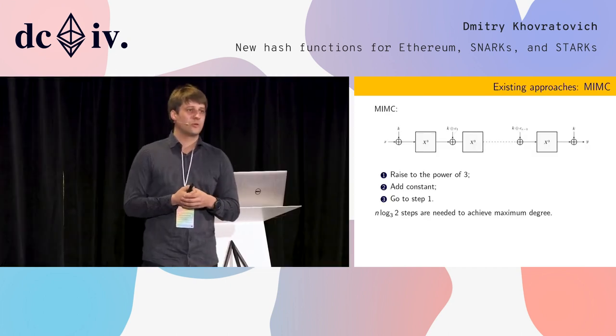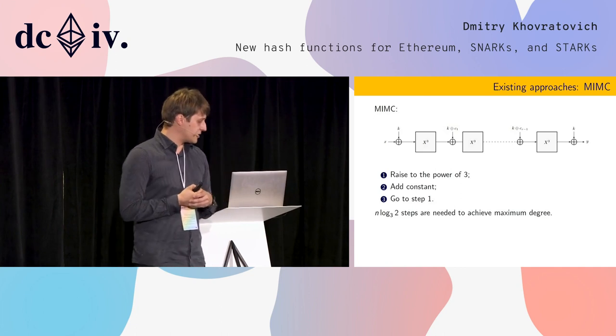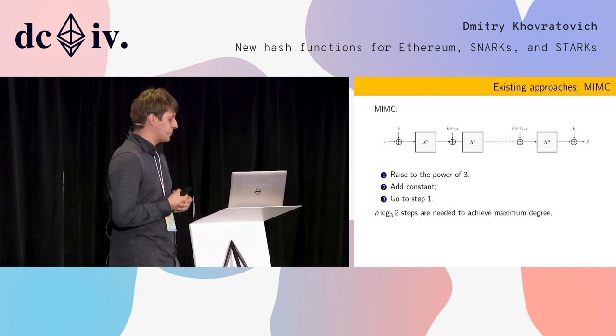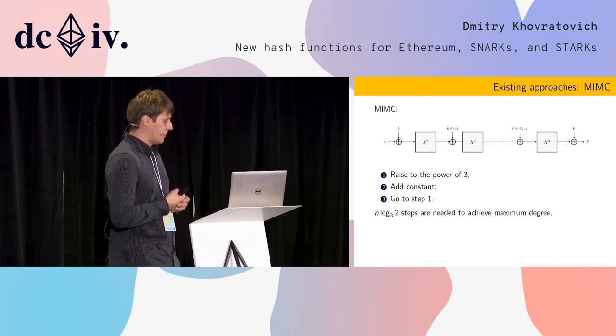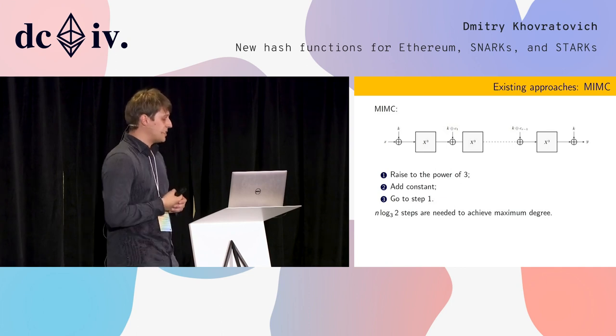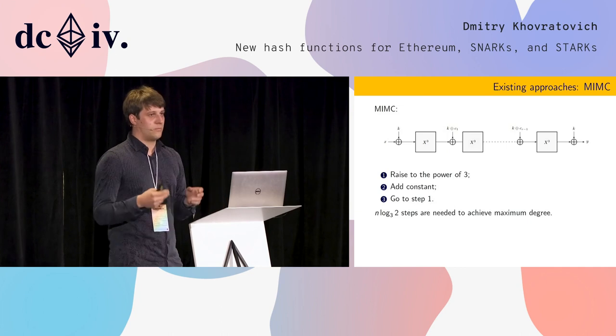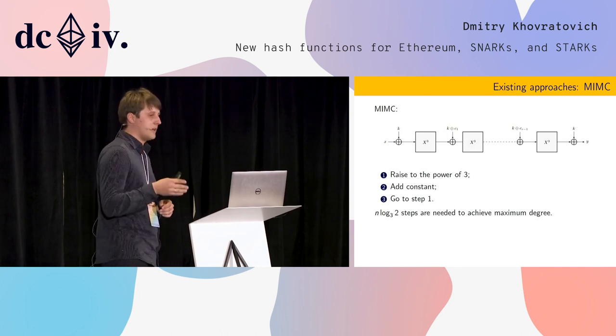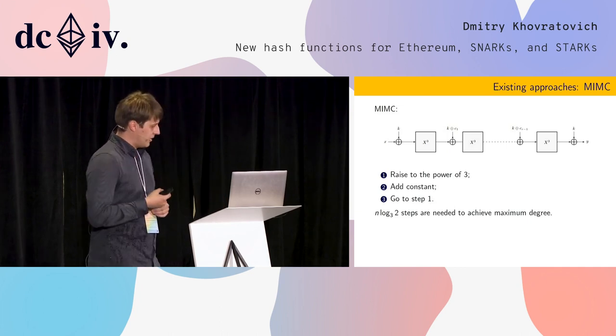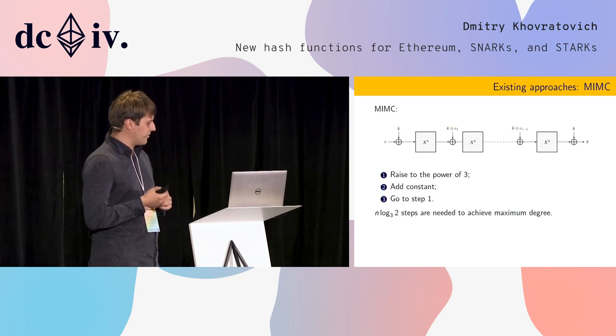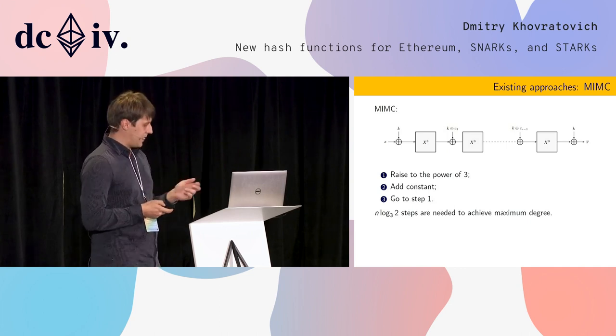So one of the first approaches was MiMC about 3 years ago, and the idea of MiMC was pretty simple. So at the core of MiMC, there is a permutation. Originally it appeared as a cipher, but if you want a hash function, the key can be a random number. It's okay here.